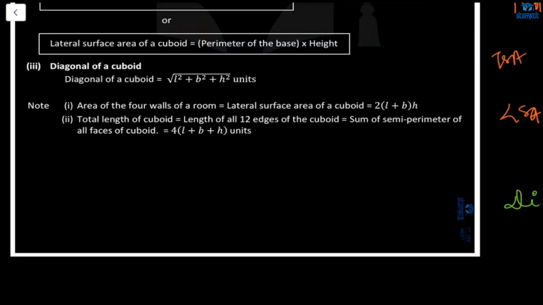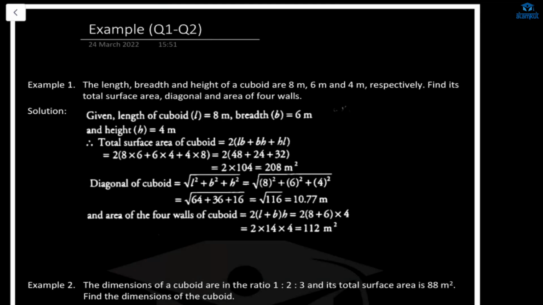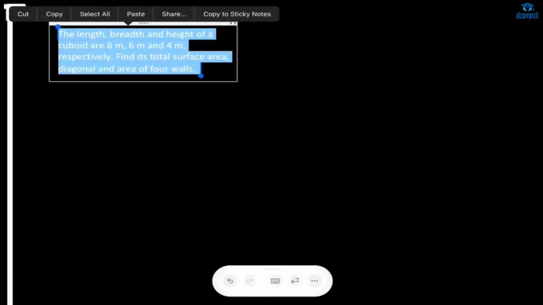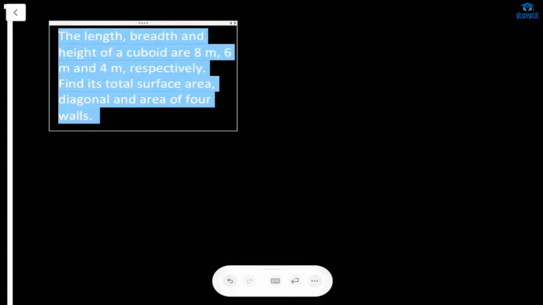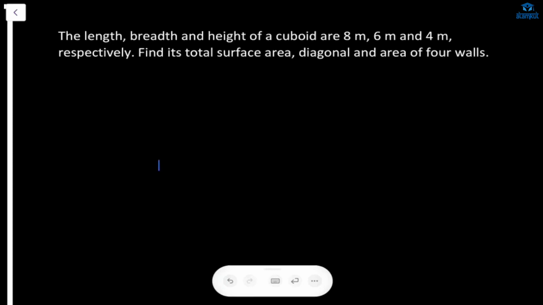The total length of a cuboid is equal to the length of all 12 edges of the cuboid. The sum of the semi-perimeters of all the faces of the cuboid is equal to this. Now, let's see some questions. Have you understood the formulas? Nobody has any doubt? No, ma'am, I understood. Good. You have to remember all the formulas and keep practicing your worksheet. If you have practiced that much, it is enough to score good marks.